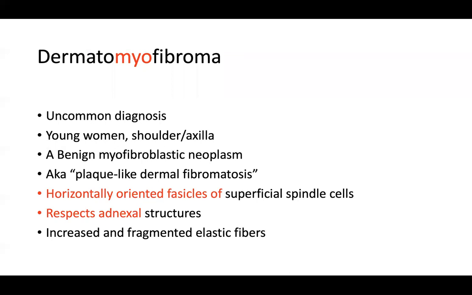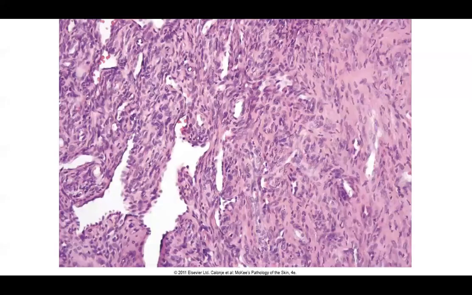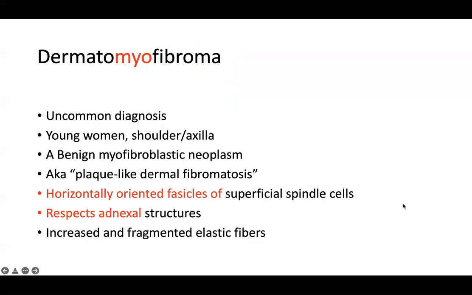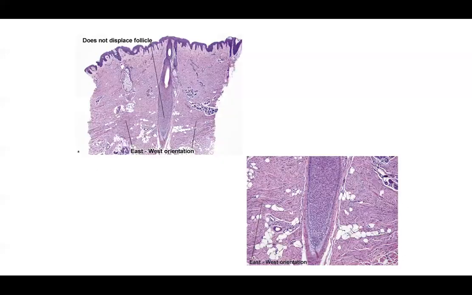Other things like dermatofibromas or leiomyomas, things like that, you're not going to see the follicle so well respected. You're not going to see the adnexal structures so well respected. The sebaceous glands don't seem to be bothered very much by it either. So this is your dermatomyofibroma.